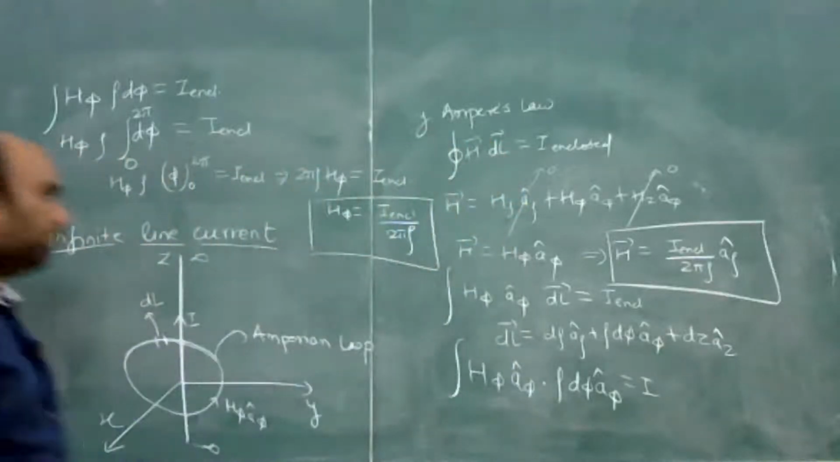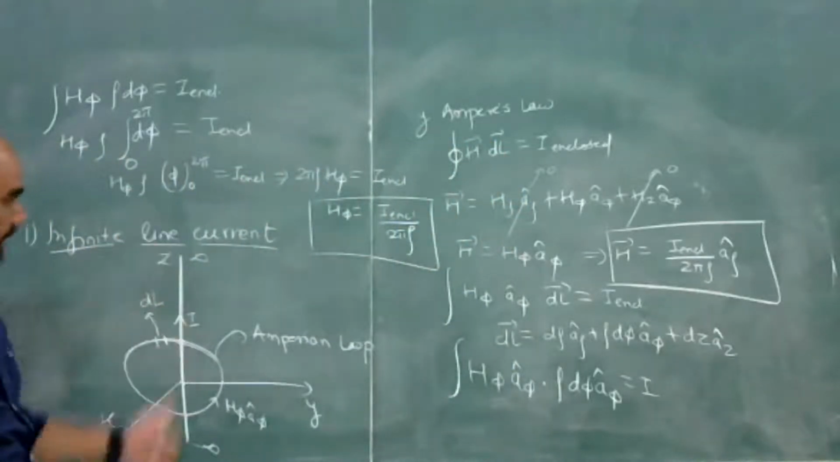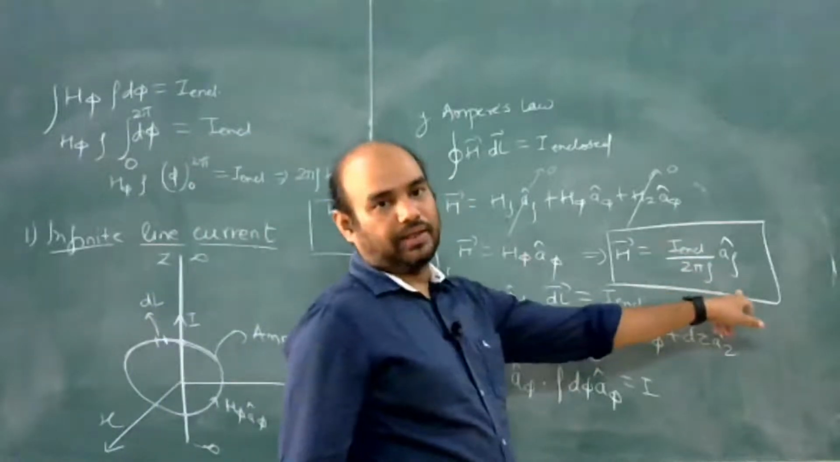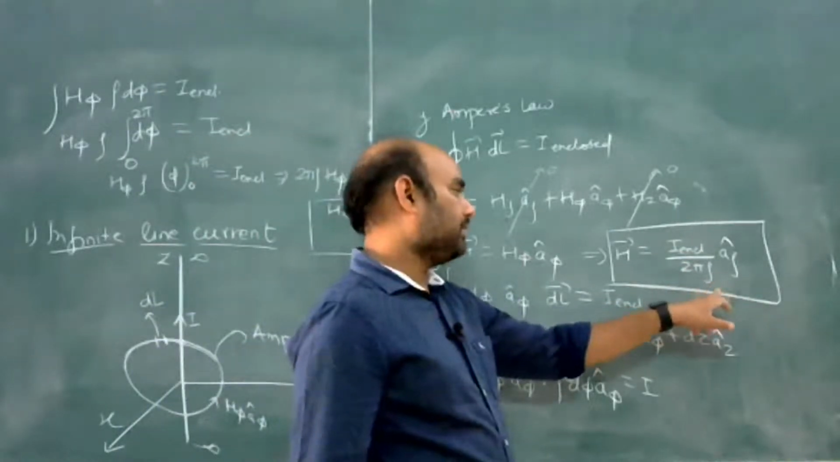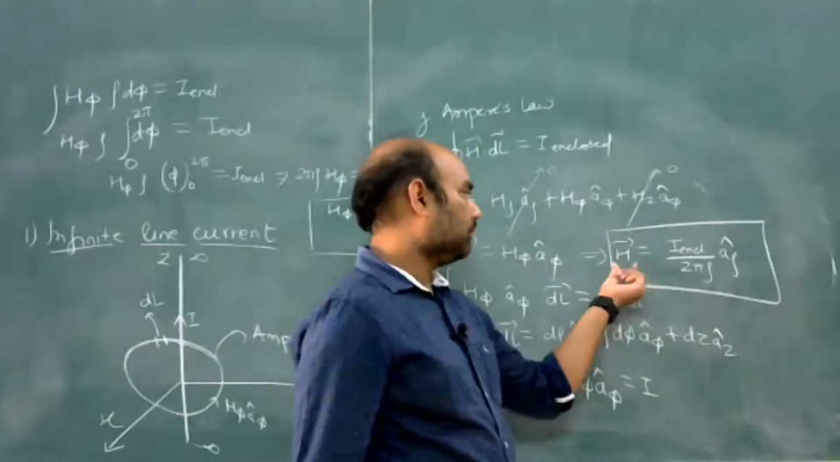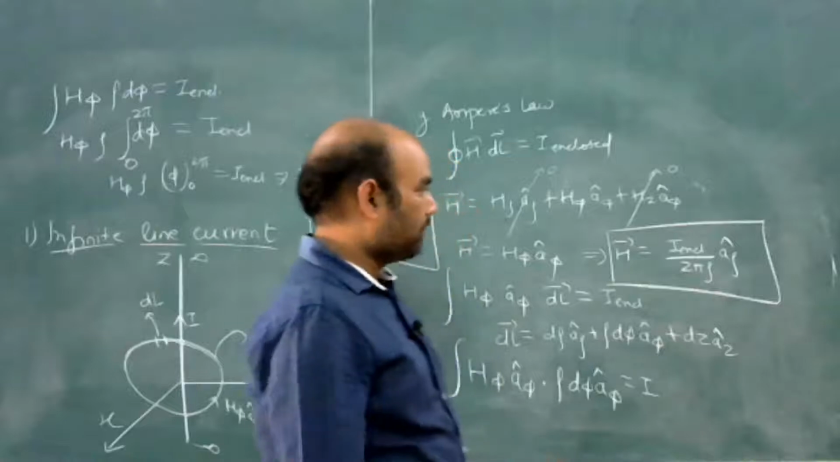So always remember, whenever current flows in a straight line, you will get H equal to I upon 2 pi rho a phi. Rho is the distance from here, the observation point, where we have to find the magnetic field.